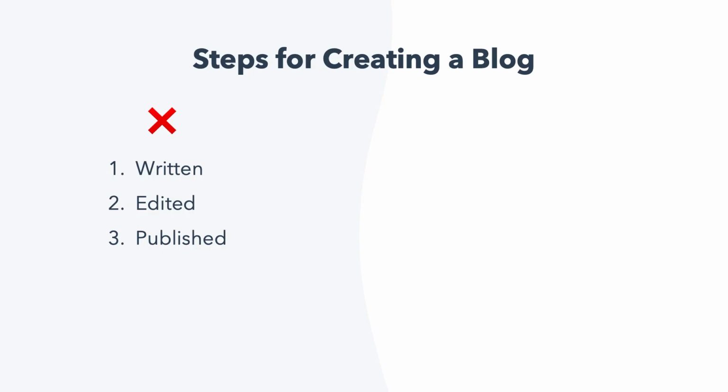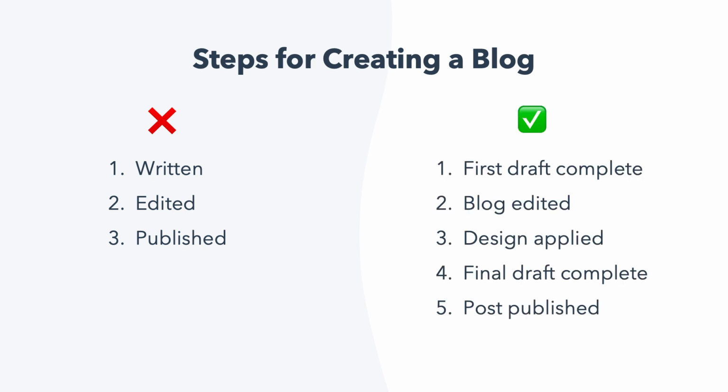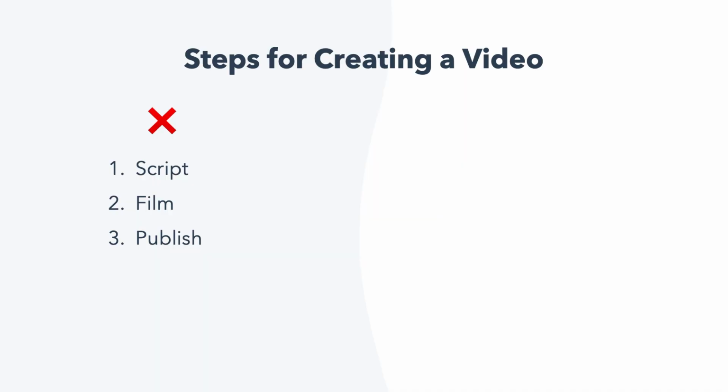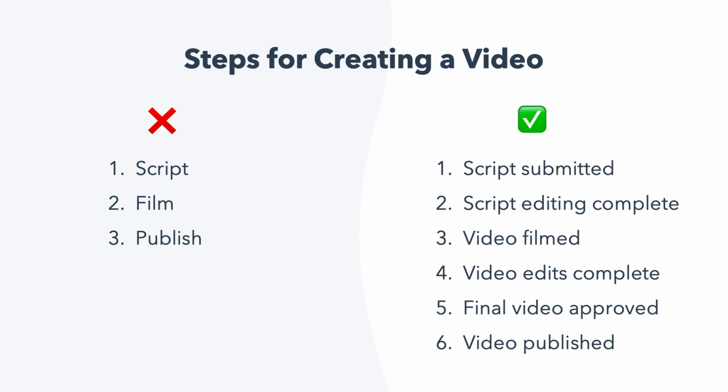Let's say you're identifying the steps to create a blog post. Instead of written, edited, and published, consider more detailed steps, like first draft complete, blog edited, design applied, final draft complete, and post published. These can be tweaked depending on your content. For example, instead of script, film, and publish for a video, use steps like script submitted, script editing complete, video filmed, video edits complete, final video approved, and video published.